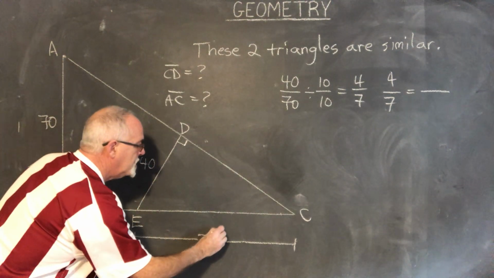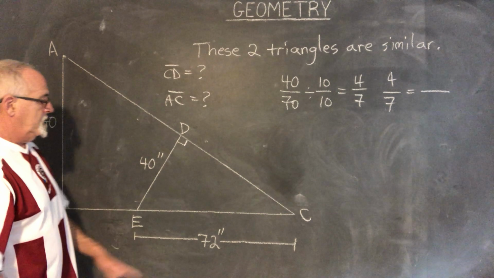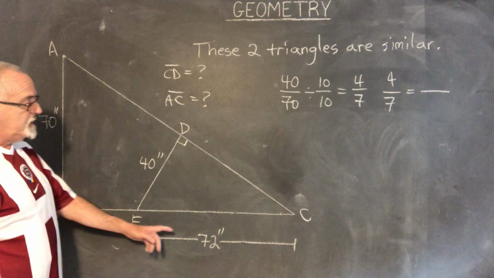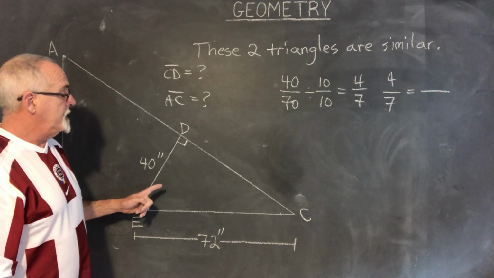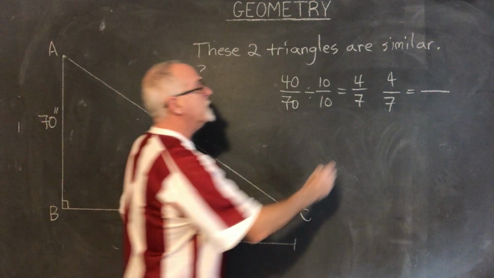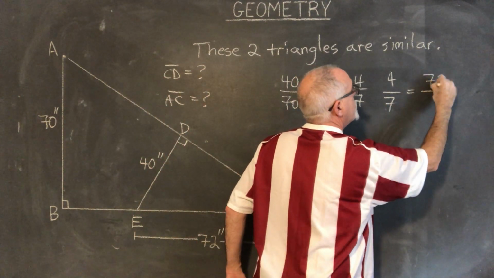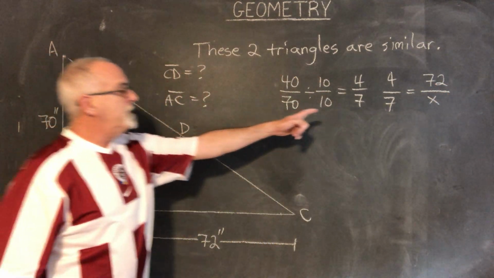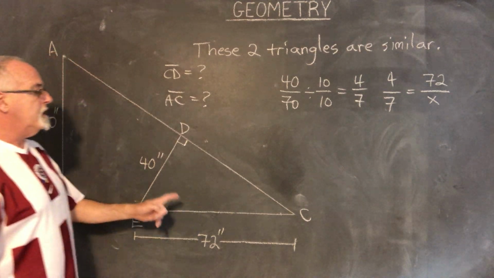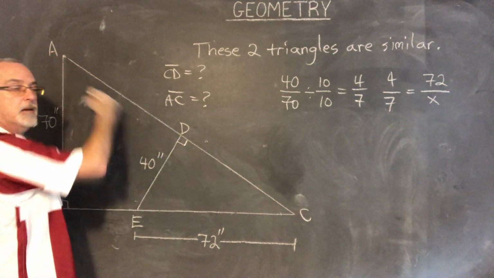Now, because I have the 4 on top, the 7 on the bottom, it means the smaller triangle is represented on the top. And this 72 unit, I didn't really say what the unit is, but I mean it to be inches. I'm just going to stick with inches. The 72 inch side here is the hypotenuse of the smaller triangle. So because it's from the smaller triangle, I'm going to put it up here on top with the 4. And I'll put an X there. So solving this proportion should find me the length of the hypotenuse, which is the AC of the larger one.